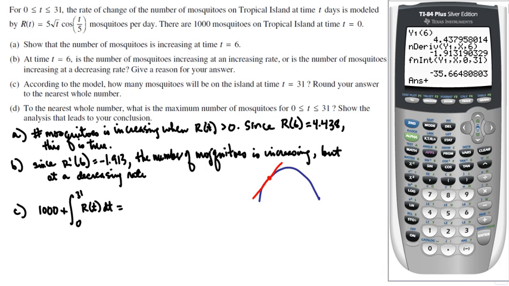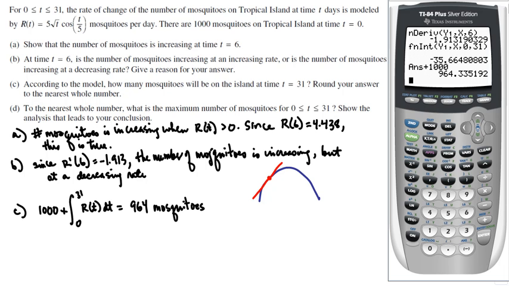So we add to that 1,000, and we're at 964, rounded to the nearest whole number. And so that is the final answer to part C. And we'll continue with part D in the next video.